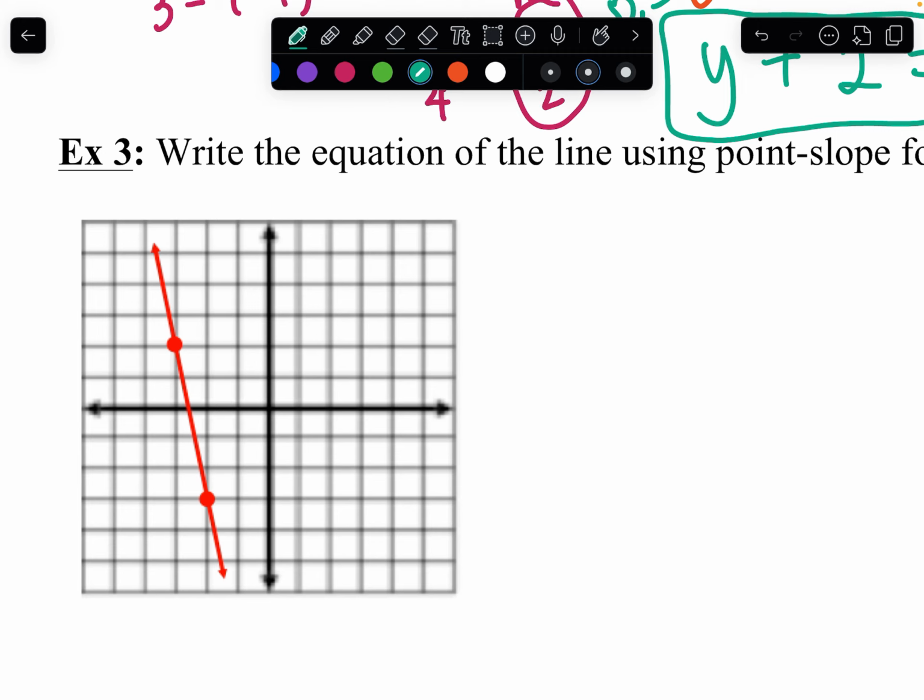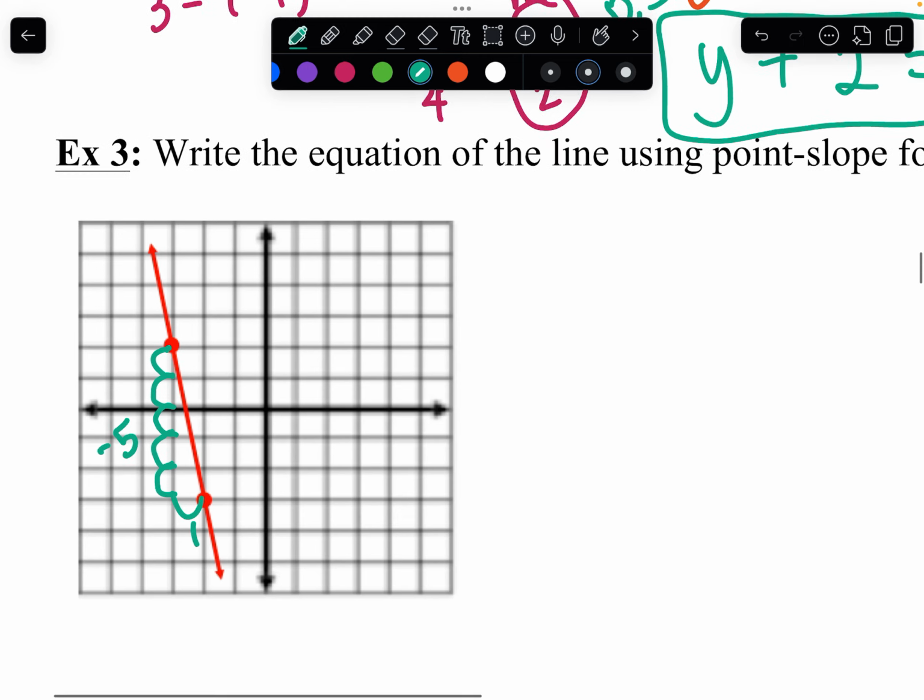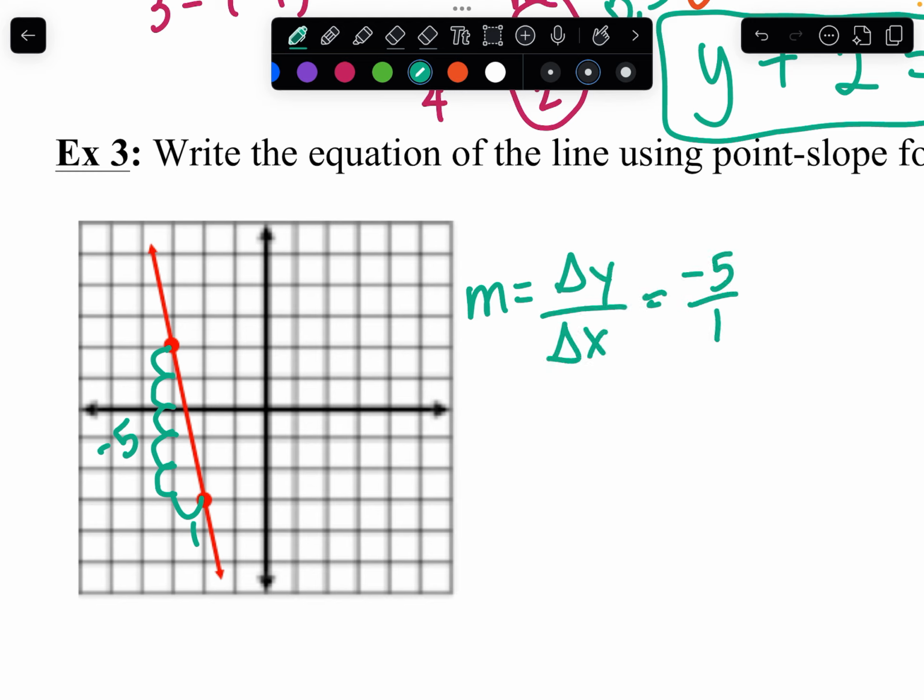So we are given 2 points, but we're also given our slope. So we can do our rise over run, our change in y over our change in x. So we went down 1, 2, 3, 4, 5, and we run 1. So our slope, again, the change in y over the change in x, is -5 over 1, which is -5. Now I am given 2 points. My point right here is -3, 2.